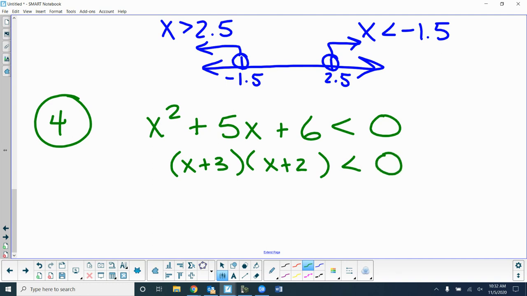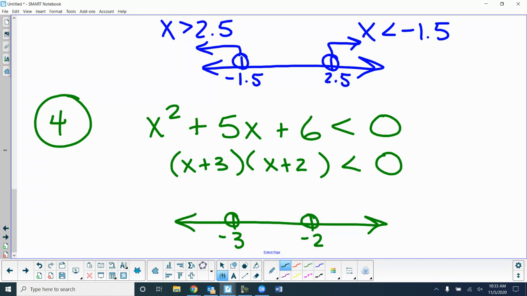Okay, so my critical values are what, Lexi Ortman? What are my critical values then? What makes this 0? A -2. Good. What makes that 0? -2. Good. Those are my 2 numbers on my number line. Since it's just less than, no equal to, it's circles on both. And then I got to pick numbers.